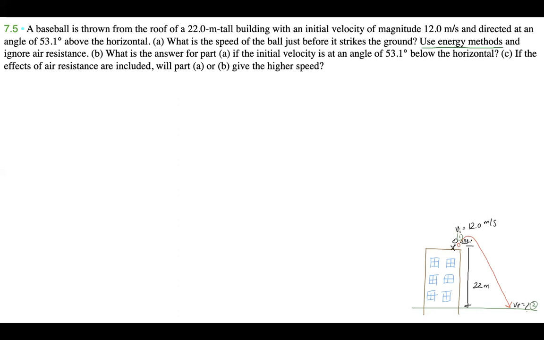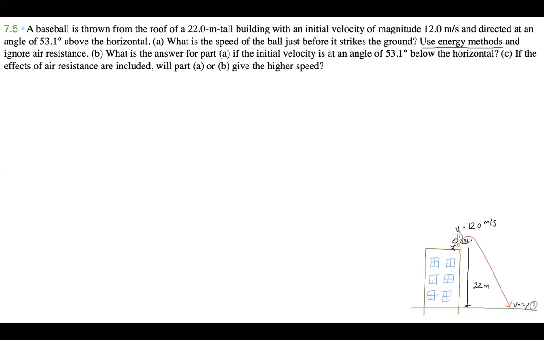Okay. So a baseball is thrown from the roof of a 22.0 meter tall building with an initial velocity of magnitude 12.0 meters per second and directed at an angle of 53.1 degrees above the horizontal. What is the speed of the ball before it strikes the ground? We're not using energy methods, and ignore air resistance.